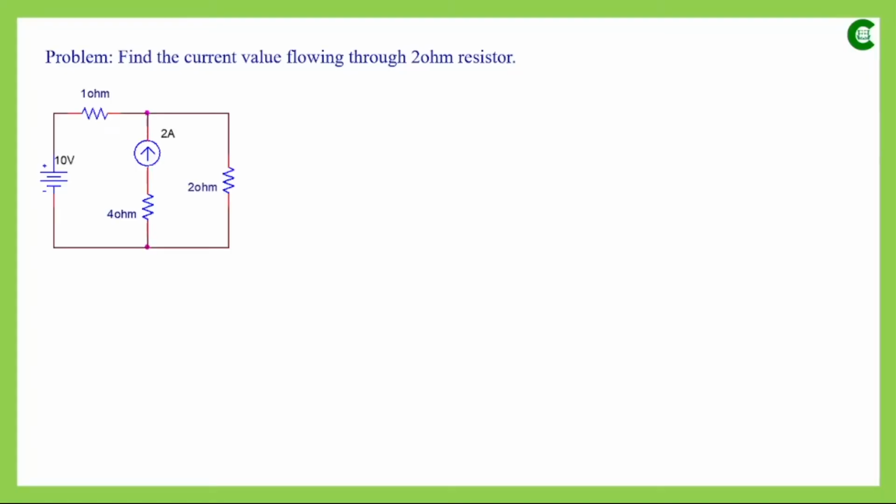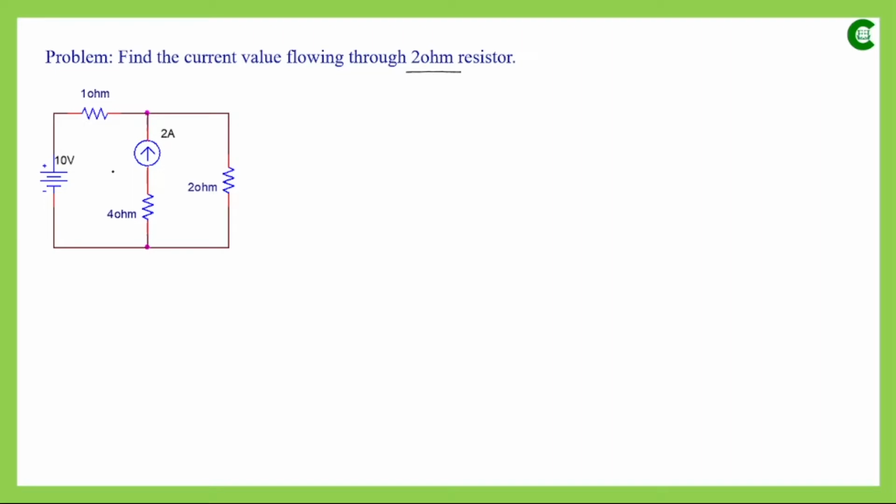Let's take this example. Here we have an electrical network. In that network, we want to find the current value through this 2 ohm resistor, that means through this resistor. Now we have two methods. One is mesh analysis, another one is node analysis.